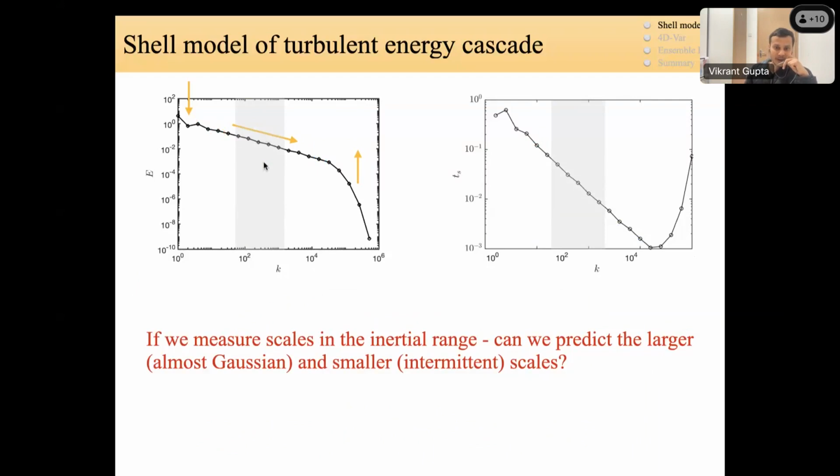Now the question that we ask is, if we measure shells at a few scales in the inertial range, how much can we predict? Can we predict the larger, almost Gaussian scales before the inertial range, and can we also predict the smaller intermittent scales, after the smaller scales than the ones that are measured?